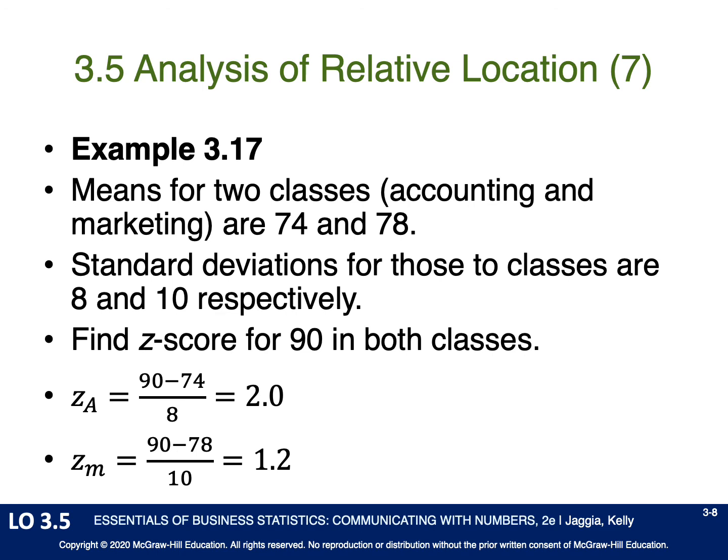So the way to think about this is, let's say that you scored a 90 on both tests. Now, first of all, a 90 is a great grade, but you scored the same on both tests. But relatively speaking, you did better on the accounting test because you scored higher relative to the average. You scored 2 standard deviations away. So you were farther away from the mean on the positive side than you were in the marketing class. So in the marketing class, your score, while still very good, was closer to average, whereas in the accounting class, you were much more above average.